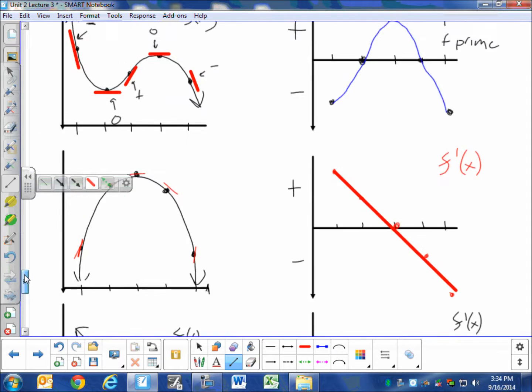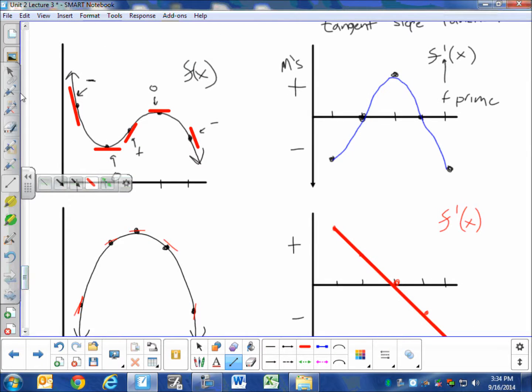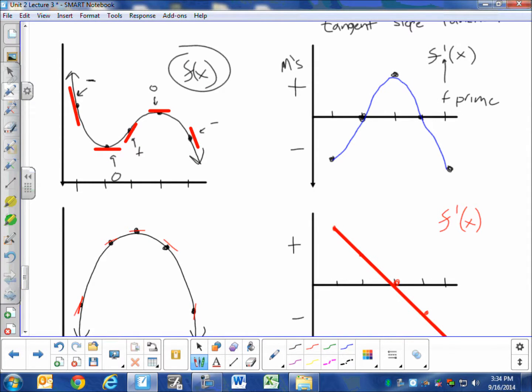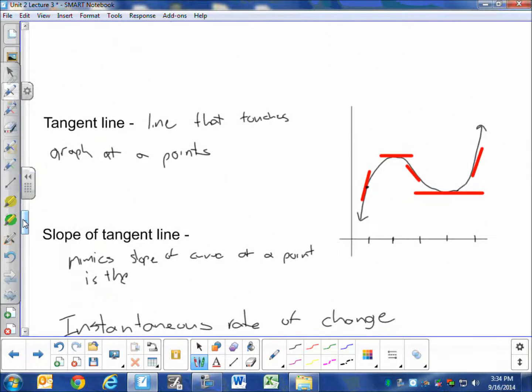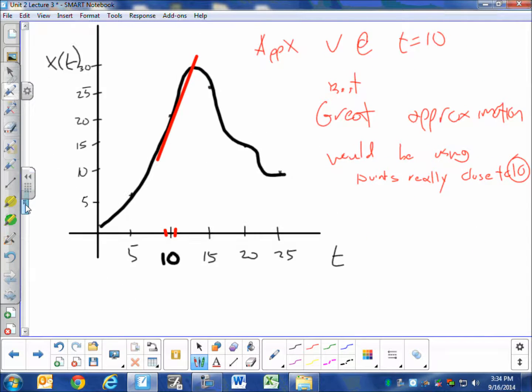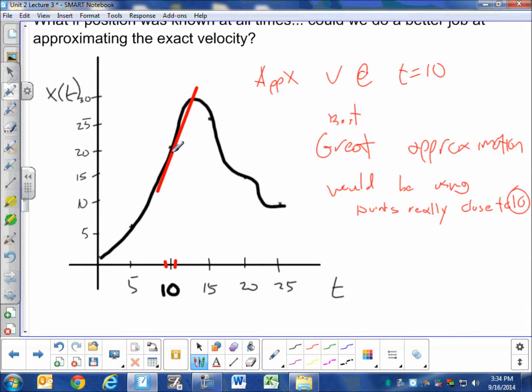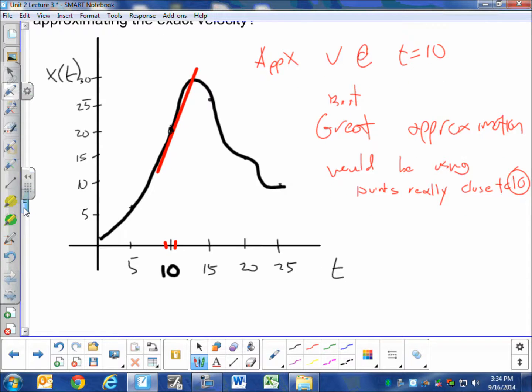Okay, so this is the idea of going from a function to a tangent slope function. We already talked about tangent lines, lines that are just touching graphs at points. We talk about how we can use this tangent line to give us a really great approximation of the change of my position with respect to time, or the average velocity, or really the instantaneous velocity here at the 10th second mark.